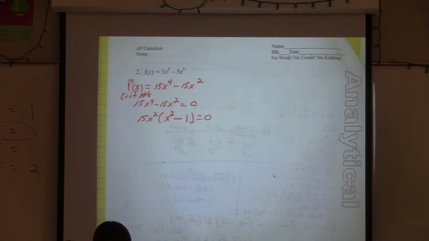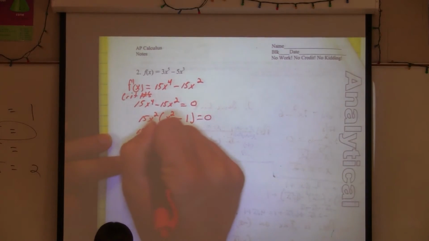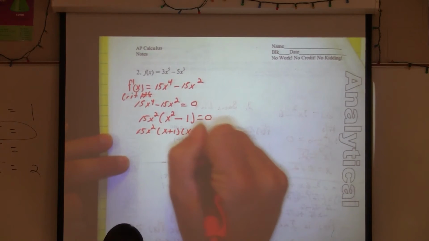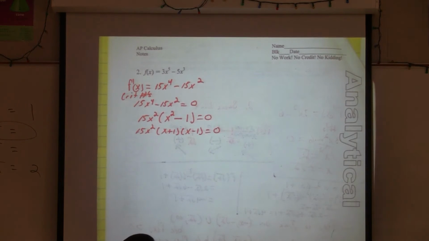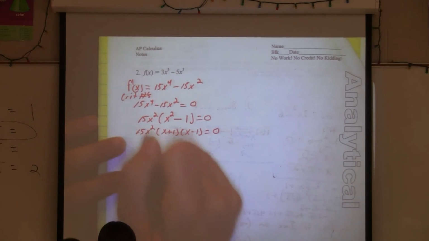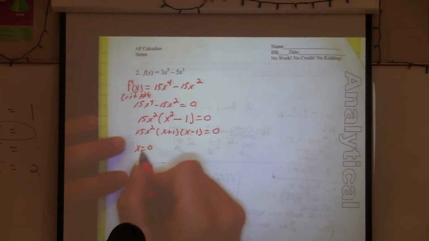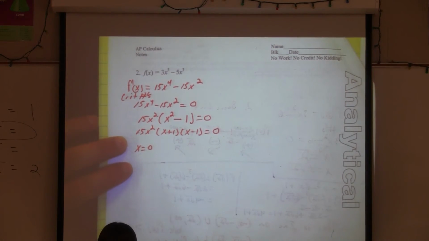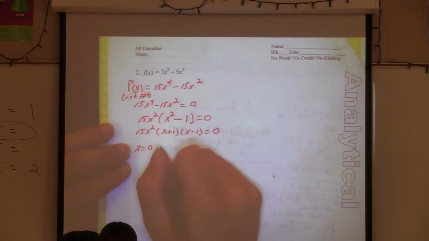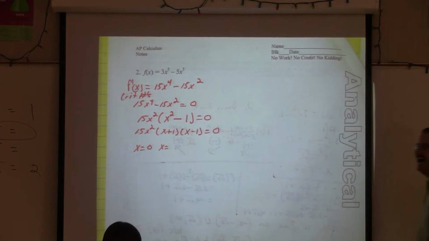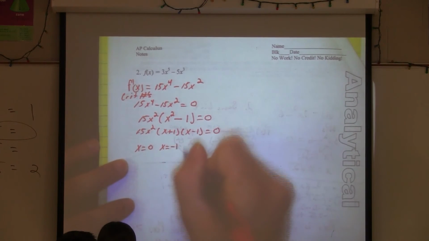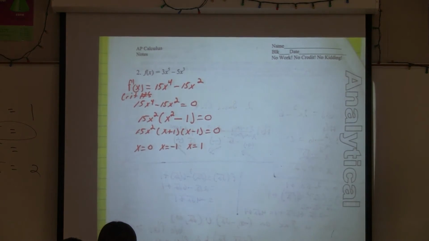Okay, now can I factor some more? Yes. So 15x squared times x plus 1 times x minus 1. Okay. Now set each factor equal to 0, right? So what will this one give me when I set it equal to 0? 0 has a multiplicity of 2, right? So when it has an even multiplicity, it means that it touches, not crosses. What would I get here? Negative 1, and this one? Positive 1. It's okay if you're lost, don't worry.